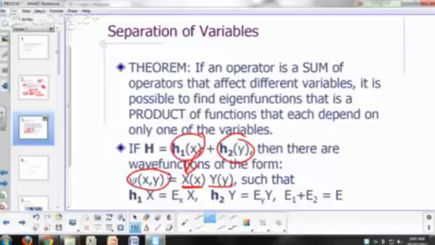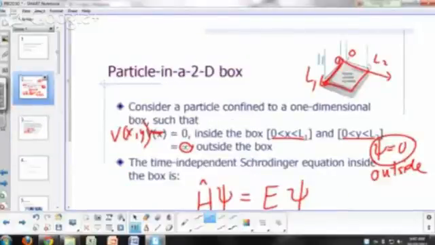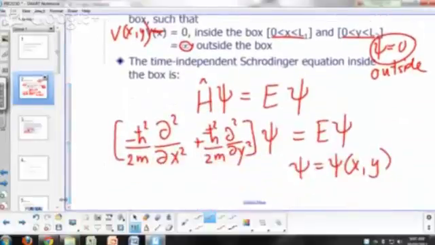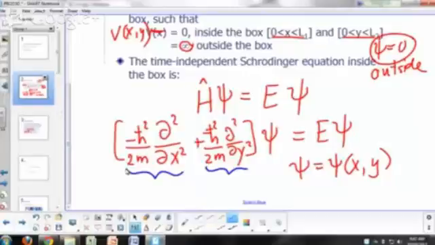So if you go back to our Hamiltonian, you'll notice it has a part that depends only on x and a part that depends only on y. So you can think of it as a sum of two operators: an operator that affects only the x variable, and an operator that affects only the y variable. And in that case, we say your variables are separable. You can write the eigenfunction as a product of something that depends only on x times something that depends only on y. And so let's go ahead and prove that.